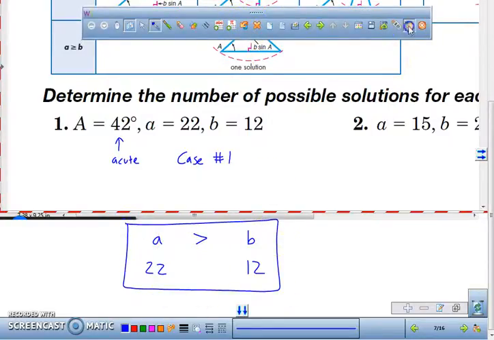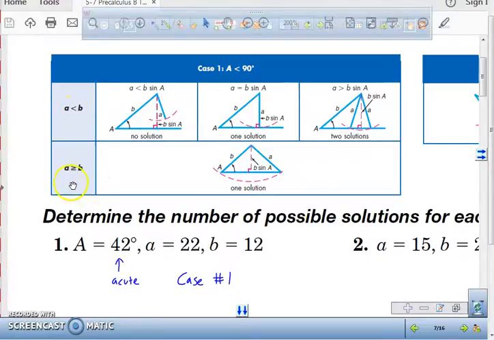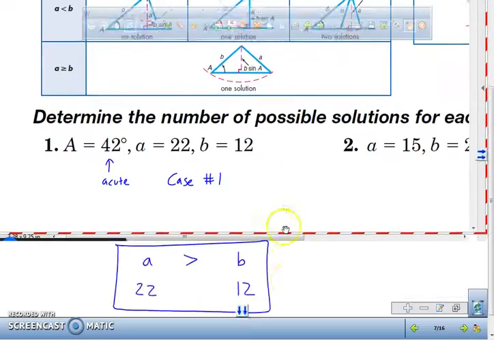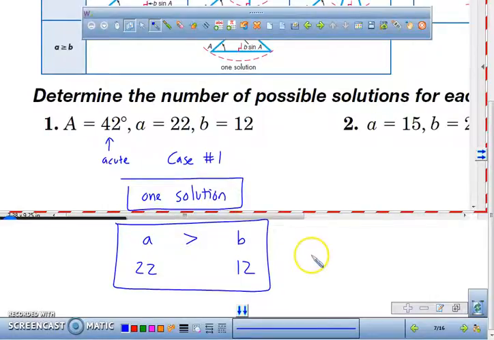Now, let's think about where this one fits. All of these three is if A is less than B. Over here, this is where A is greater than B. So right now, it looks like we have what? One solution. So when it says determine the number of possible solutions, answer number 1 would simply be one solution. Now that in and of itself doesn't make a whole lot of sense yet.